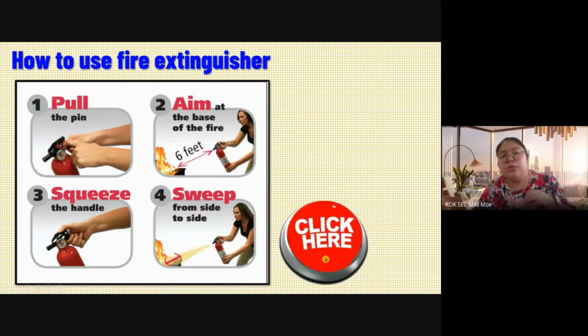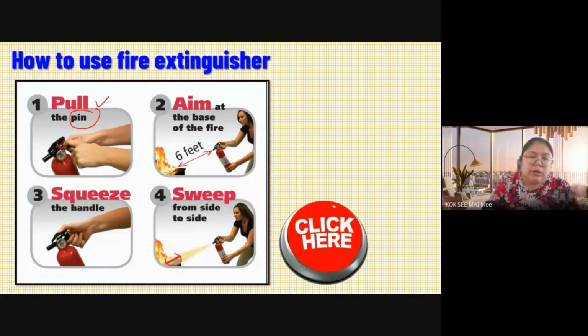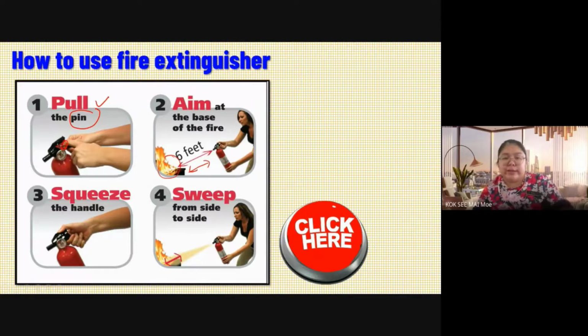Now, how to use the fire extinguisher. Remember the steps. First, pull. Pull what? Pull the pin. It's the lock in here. If you never pull the pin, you cannot press. Number 2, aim at the base of the fire. Aim around 6 feet from the fire. Don't be too far, too far cannot. Don't be too close.